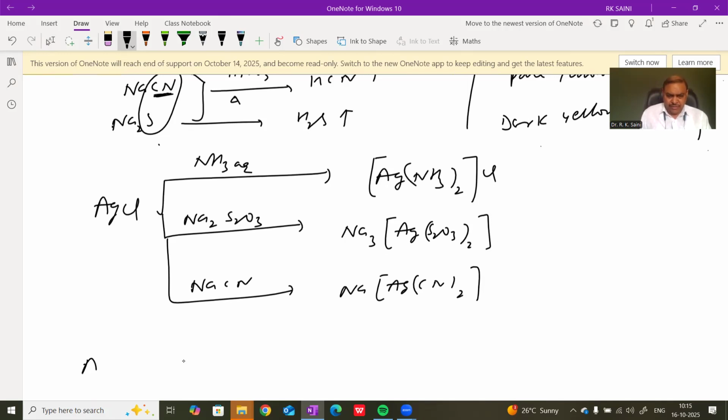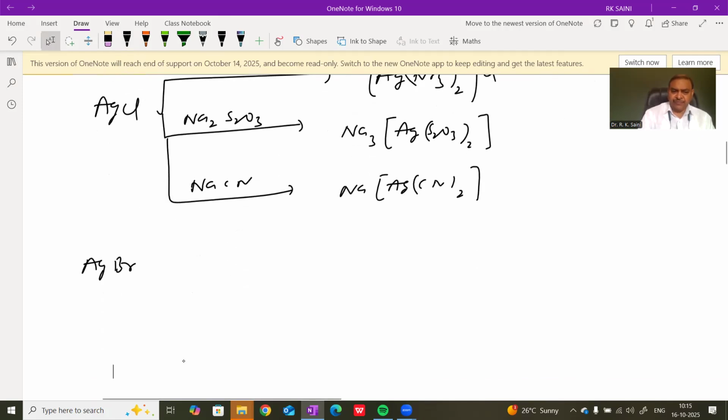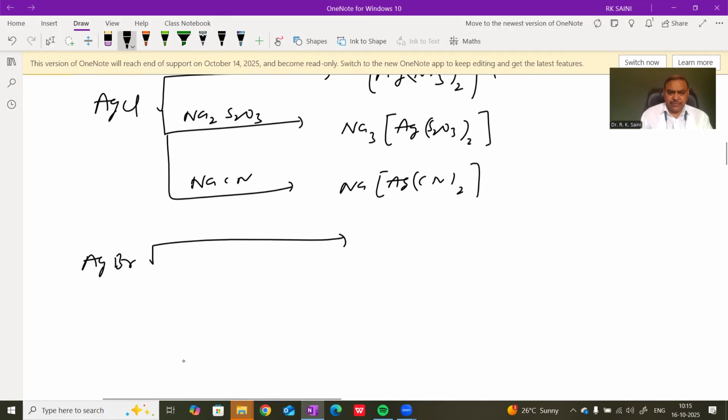Now, the pale yellow precipitate contains bromide ion. This AgBr is partially soluble in aqueous ammonia, not completely soluble, because covalent character increases when the size of the halogen increases. Therefore, silver bromide is more covalent than AgCl, and AgI is more covalent than AgBr. Therefore, ammonia dissolves AgCl completely, AgBr partially, and AgI is insoluble in ammonia solution.